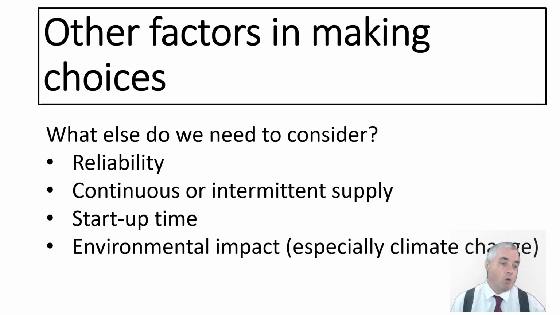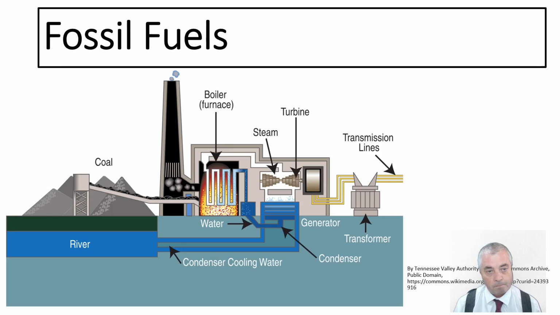So if you want to say that there's an advantage of one particular way of generating electricity because it doesn't have a particular bad effect, so maybe it doesn't produce carbon dioxide, so it doesn't contribute to global warming, doesn't contribute to climate change, don't say it's environmentally friendly, say it doesn't contribute to climate change. Because whatever it is, it will have some negative impact on the environment.